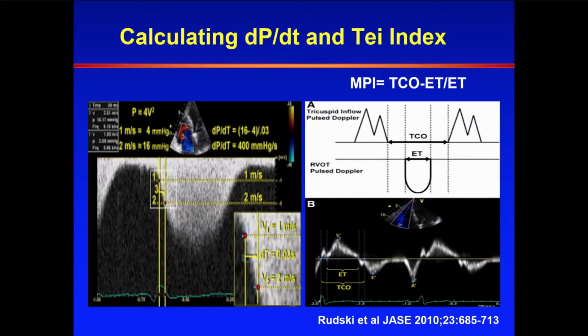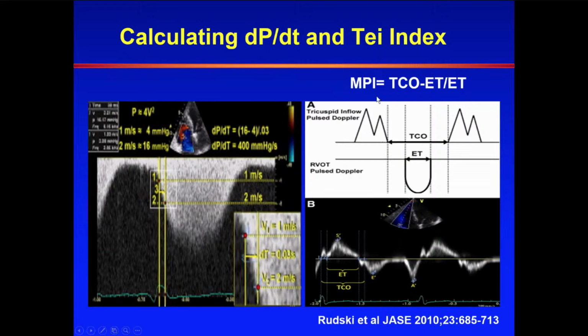The way you obtain it is you need to compare the time interval between two velocities, one that corresponds to 1 meter per second, and if we do the modified Bernoulli equation, that corresponds to 4 millimeters mercury. The other one is 2 meters per second, and again, by the modified Bernoulli, this corresponds to 16 millimeters mercury. So the numerator is fixed at 12, and you divide that by the time interval. It is in milliseconds, so you need to convert it to seconds to come up with this value. Putting aside dP/dt, it's an interesting concept. Let us look at another metric.